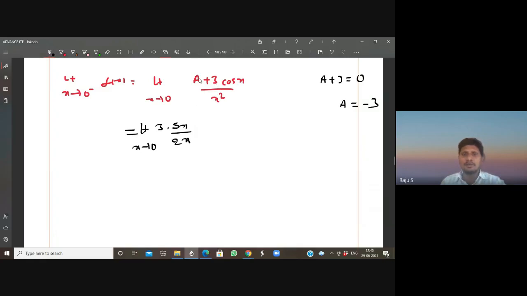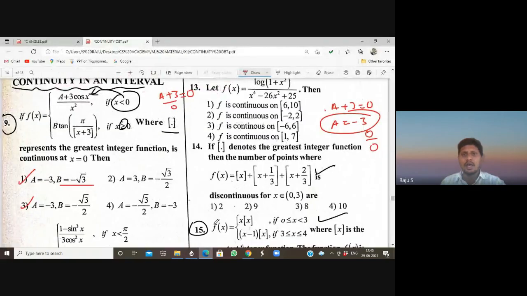Now I applied L'Hospital. Capital A is a constant, so its derivative is 0, plus 3 times the derivative of cos x, which is minus sin x. So minus 3 by 2 is constant, and limit x tends to 0 of sin x by x is 1, so we get minus 3 by 2. This is the LHC, left hand continuity. Then I want to find the right hand continuity.